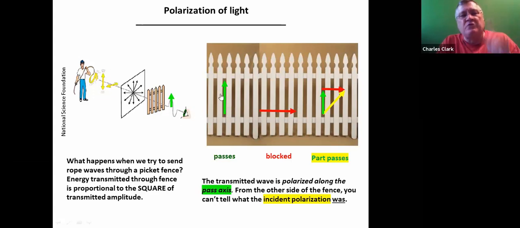Well, if you knew the amplitude of the incident wave on the outside and the amplitude on the inside, then you could say something about the ratio of those two amplitudes. But from the standpoint of zero knowledge, without knowing what came through the polarizer, you don't know anything about it. Except, oh, you know one thing. It wasn't blocked. So if you see a wave on the inside of the fence, you know that the wave on the outside of the fence wasn't perpendicular to the pass axis. So that's kind of important.